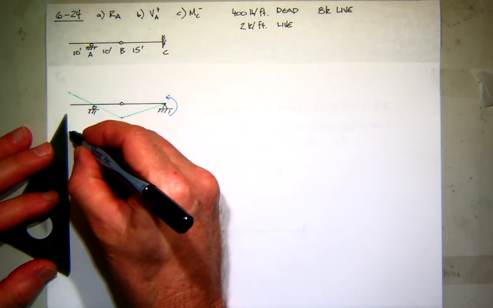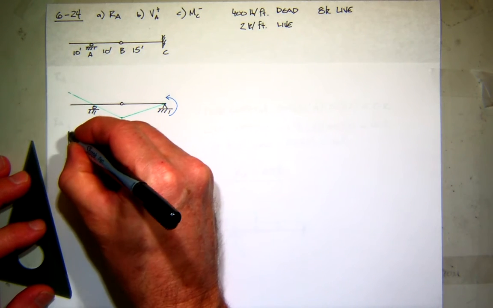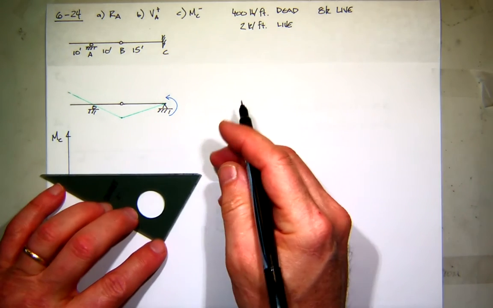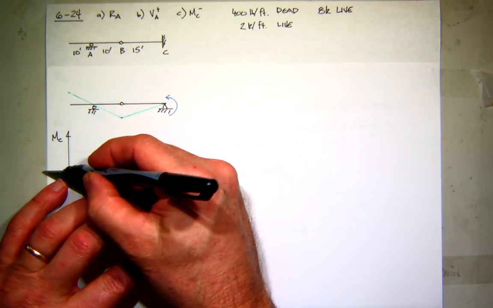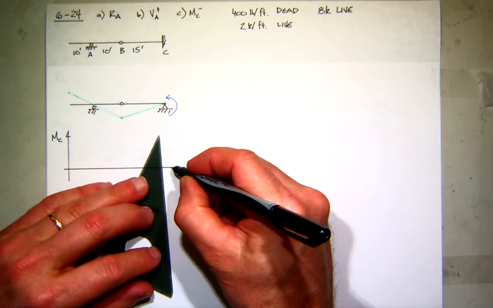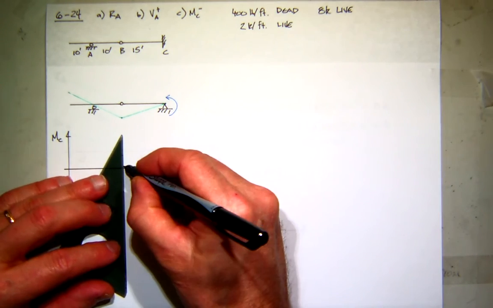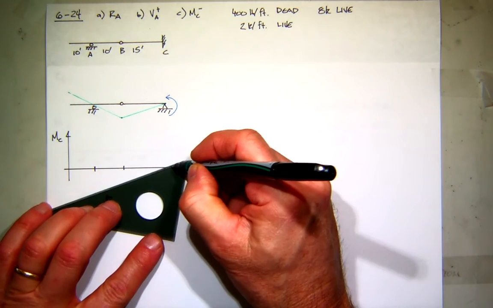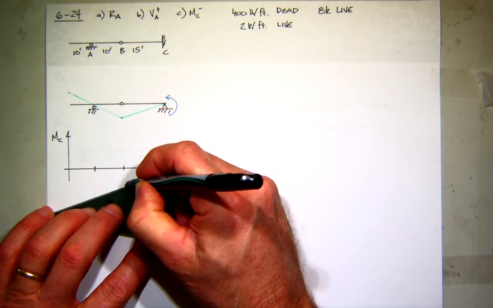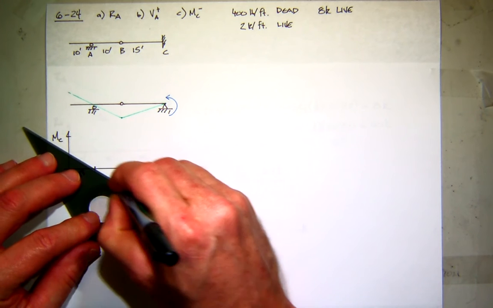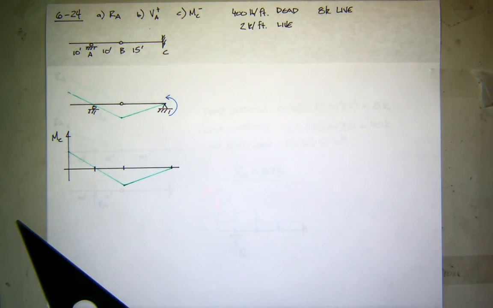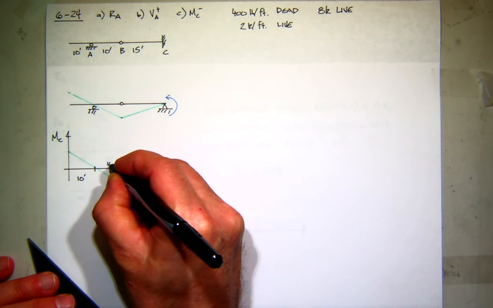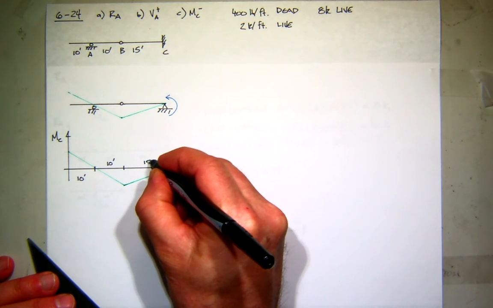So now if I draw my influence line for the moment at C, let's get all the bits and pieces there that I need. So I know what it's going to look like. I just need to find some values. I know this is 10, this is 10, this is 15.